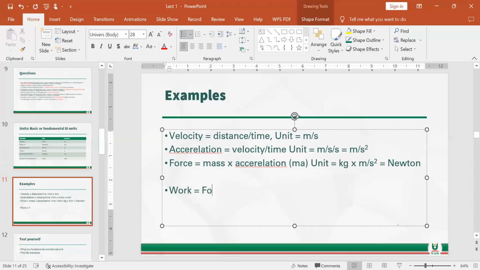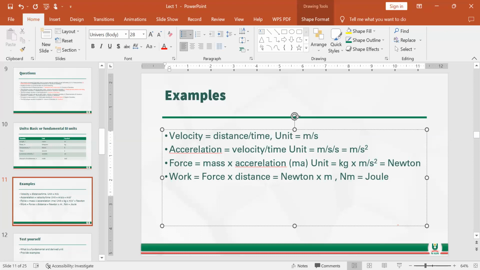So force times distance. And that's equal to what? A special name for the unit of force is what? Newton. 1 Newton is equal to kilograms times meters per second squared. So Newton times what? Meter. So the unit now becomes what? Newton meter. That's correct. The unit now becomes Newton meter. So the work done, Newton meter, is given a special name called joule.